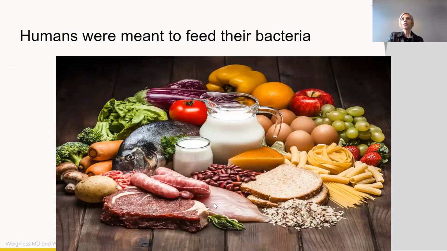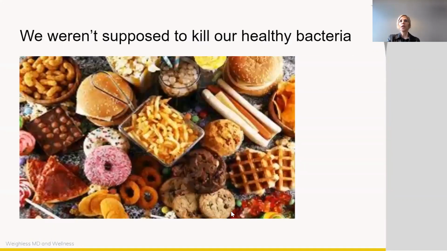Okay, so humans were meant to feed their bacteria. We weren't meant to have to take all of this other stuff to stay healthy. Again, I think people know this, but we have just gotten so far away from foundational eating. We have now switched to, again, the SAD diet, the standard American diet, that essentially is killing us.